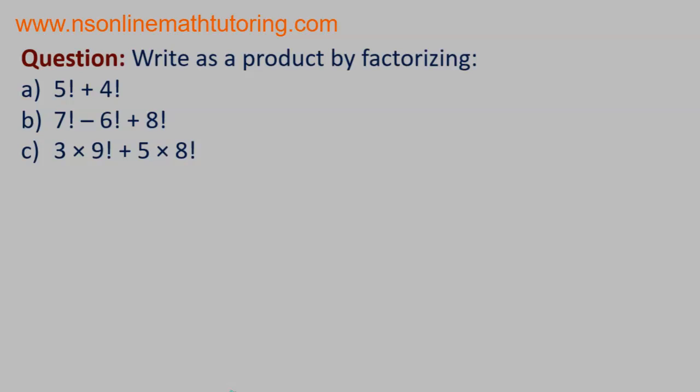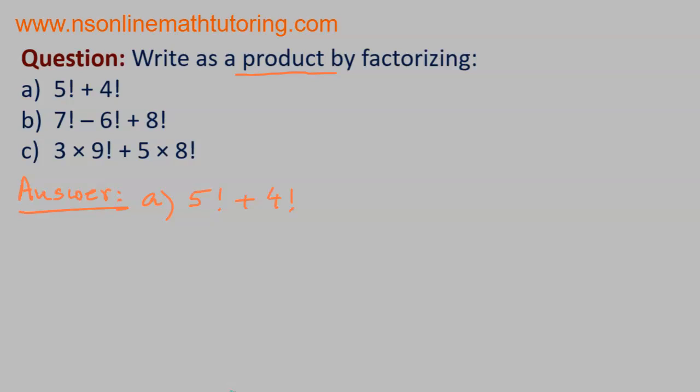Now the first question says, write as a product by factorizing. There are three subparts, so let us start with our answer. Okay, subpart A. First subpart A says 5 factorial plus 4 factorial, so it is 5 factorial plus 4 factorial.